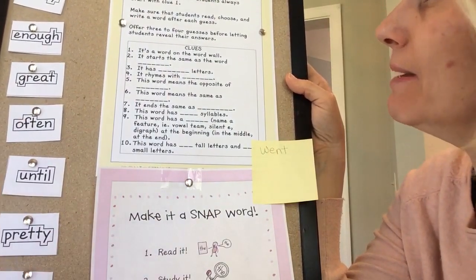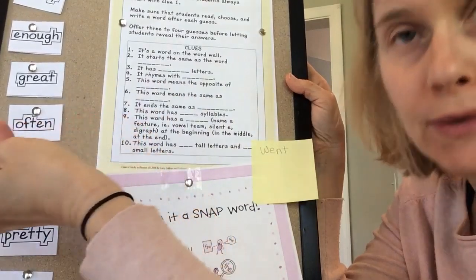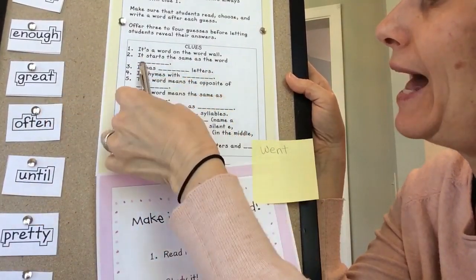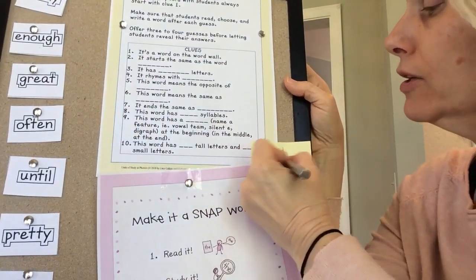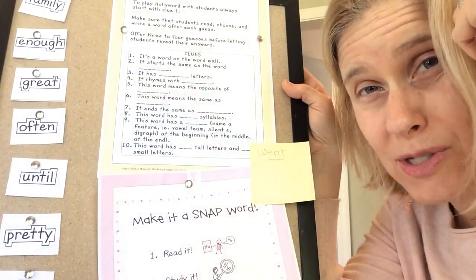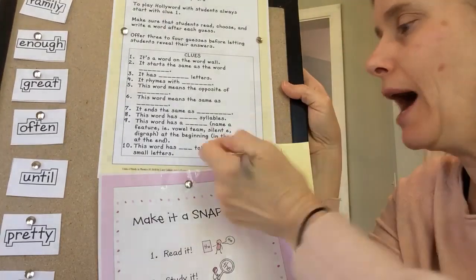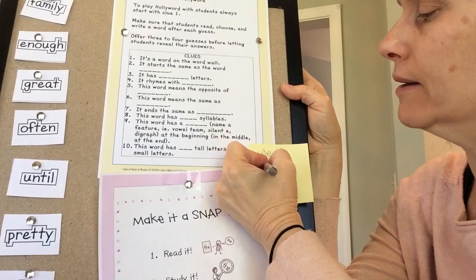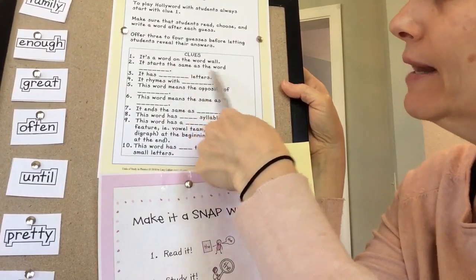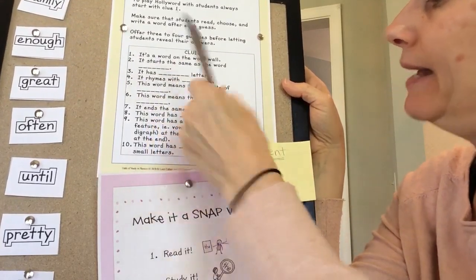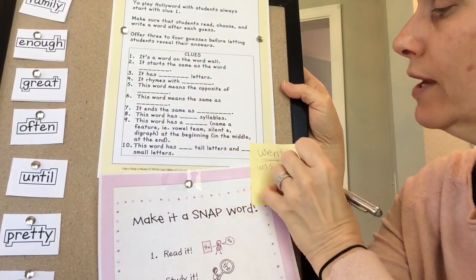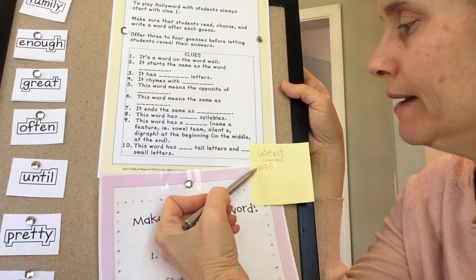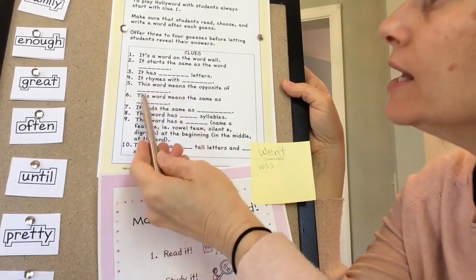So the first question they might say is, it's a word on the word wall, so it could be any word. So if I knew that the word "went" was the word I was trying to give someone clues for, I might say it starts with the same letter as "was," okay? It has blank letters. How many letters? 1, 2, 3, it has 4 letters. So then the person would start looking to see which words started with a W and had 4 letters.